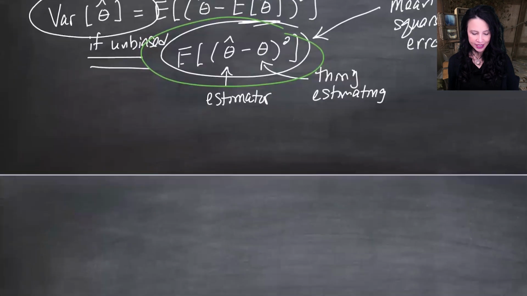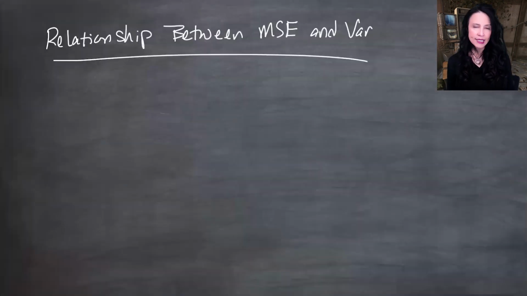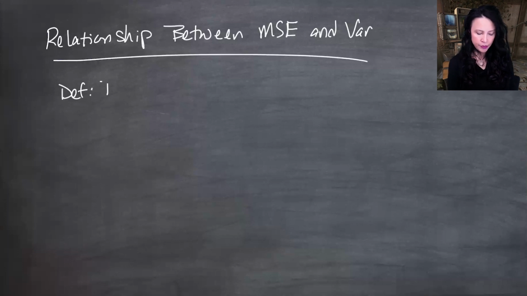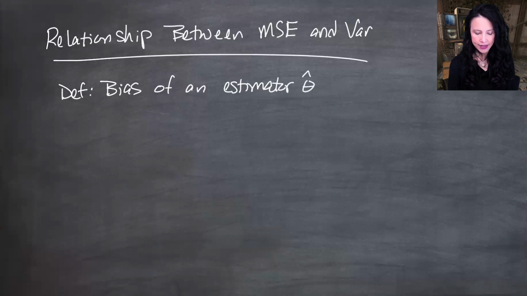So let's take a look. Before doing this, I just want to give you one more definition, and that is the bias of an estimator, theta hat of theta.